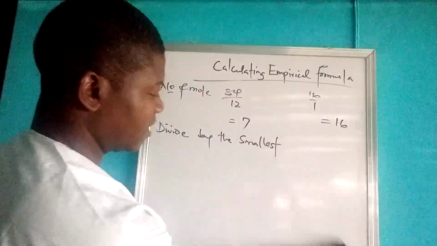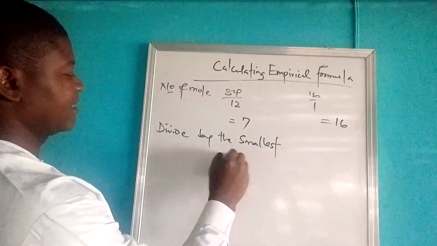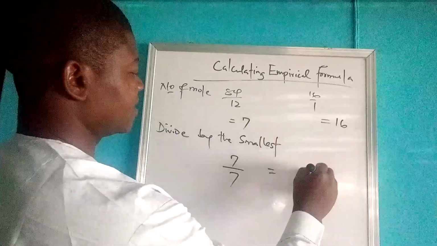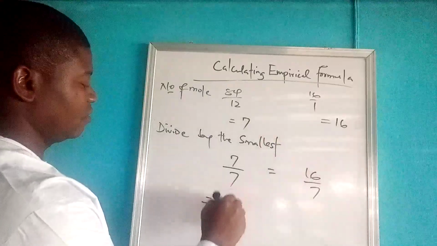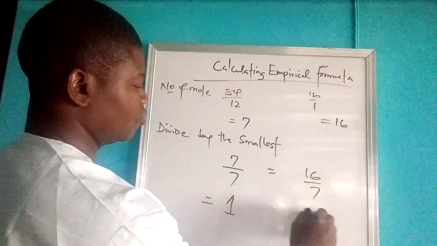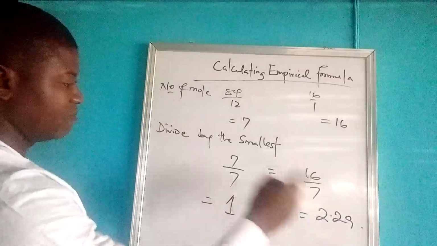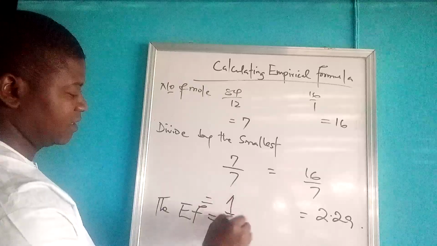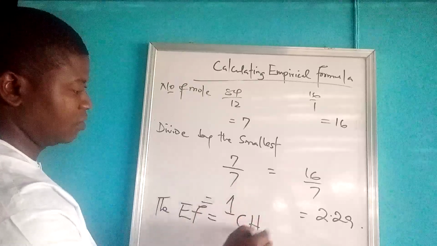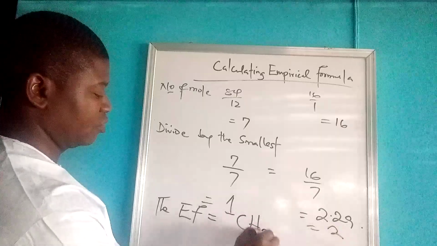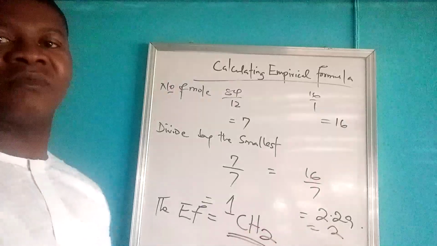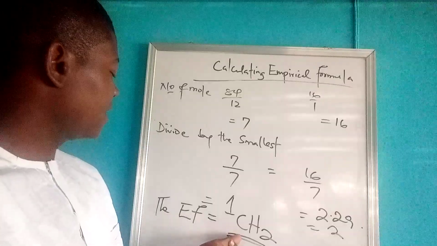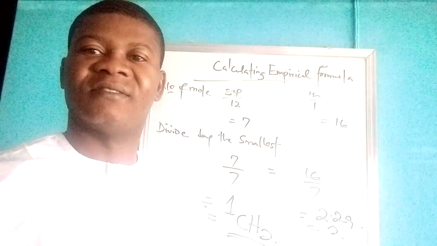So if we divide by the smallest, we have 7 divided by 7 for carbon, and then we have 16 divided by 7. So if you do that, you have 1. This is definitely going to give you 2.29, I guess. So approximately, the empirical formula will be C, because carbon is 1, then this one is 2, CH2. That will be the empirical formula for carbon and hydrogen in that question.